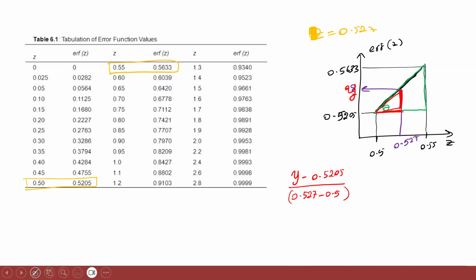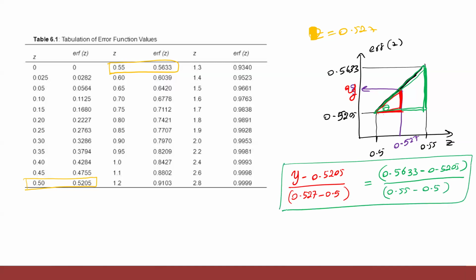And if you consider the green one, the big one, rise will be 0.5633 minus 0.5205. That is the rise. And run will be 0.55 minus 0.5. Am I right? So now, can't you find the y now?